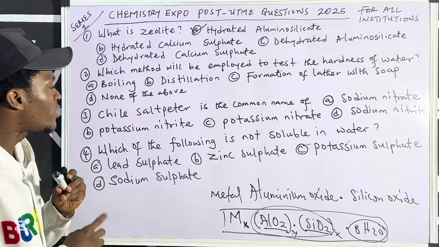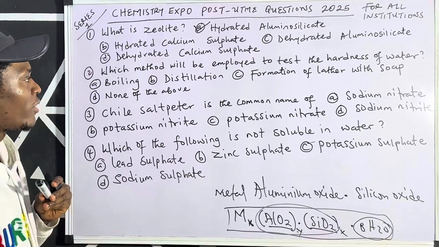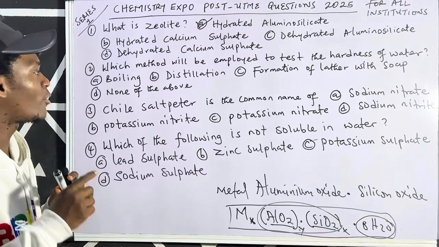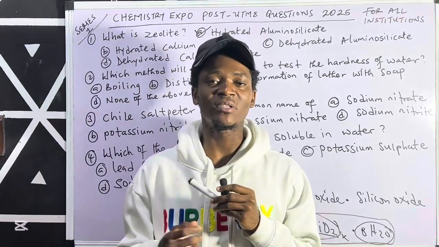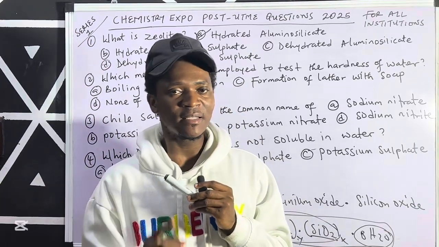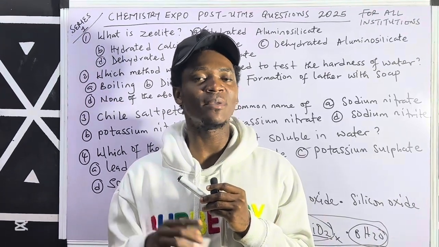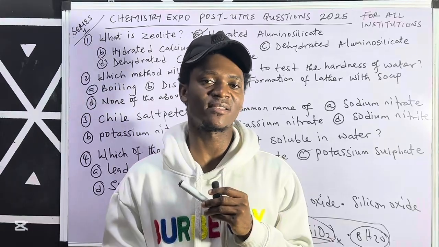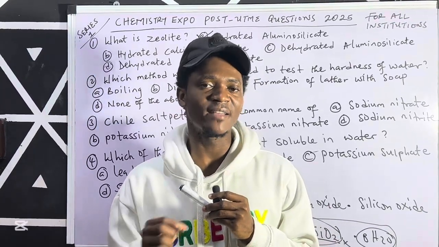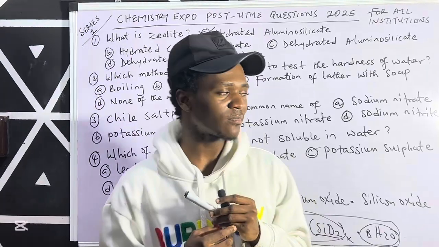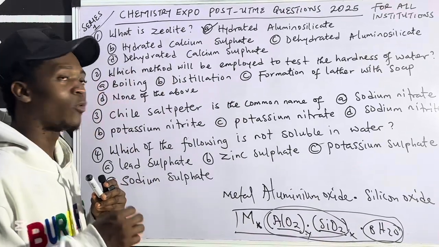Question 2. Which method can be employed to test the hardness of water? They didn't say which method can be employed to remove hardness. They only said to test, to know if water is hard. That's what they are asking us. So how can we know if water is hard?